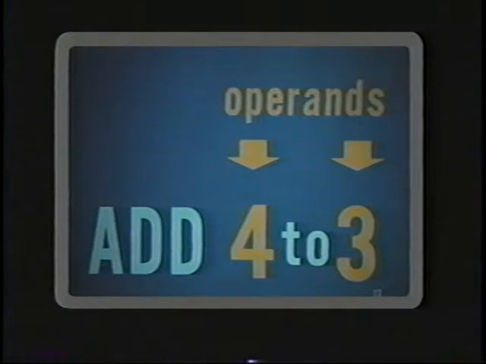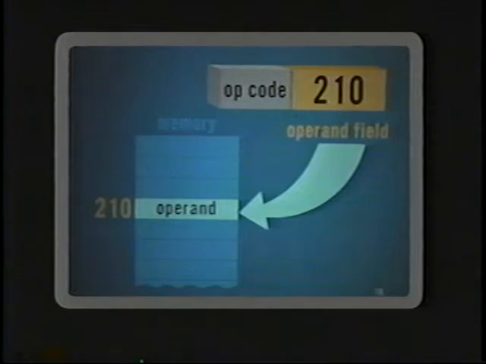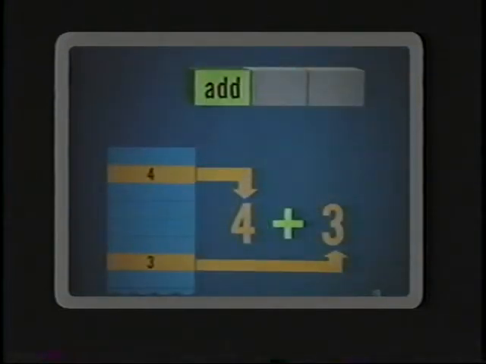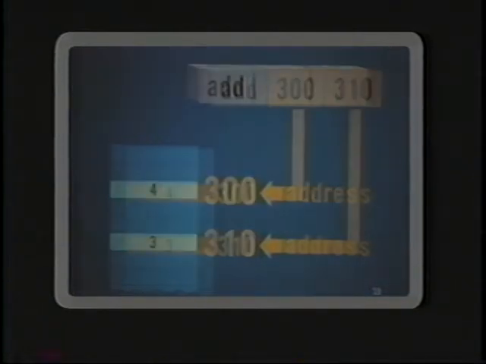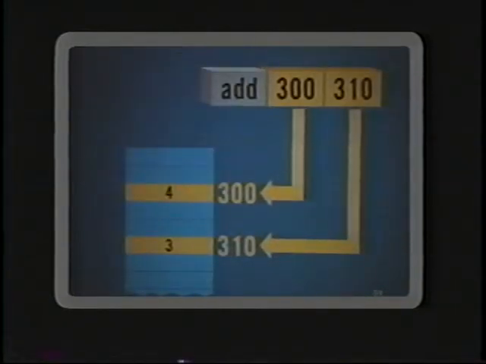Thus, an operand is simply an item of data to be acted upon by an instruction, and the operand field is a part of the instruction word that usually holds the memory address of the operand. For example, before this add instruction can be executed, the computer must obtain the operands to be added together. If these operands are stored in memory, the computer must be given the memory address of each. This is the purpose of the operand field. It directs the computer to the memory locations containing the operands that are to be processed.